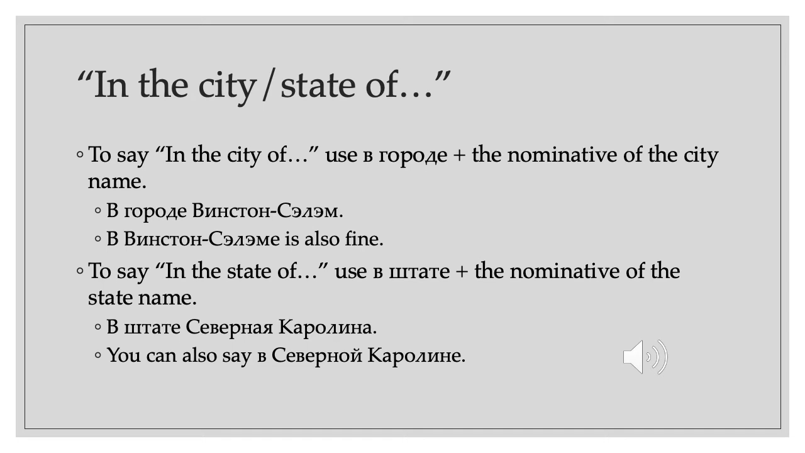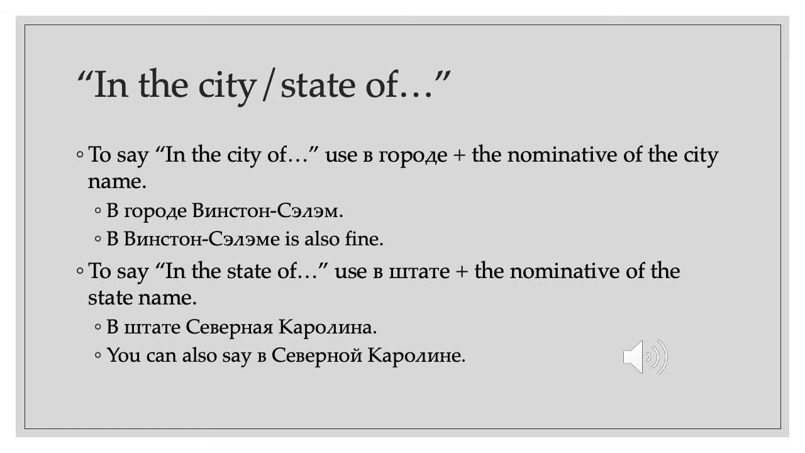If you wanted to say in the state of, we use exactly the same construction. So в штате, штат is an American state. So we're going to add an е to the ending, в штате, and then the nominative of the state name. North Carolina in Russian is Северная Каролина. So we could say в штате Северная Каролина, in the state of North Carolina. We could also say в Северной Каролине, in North Carolina.